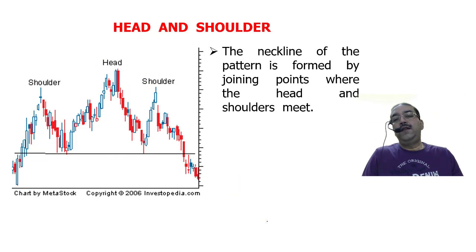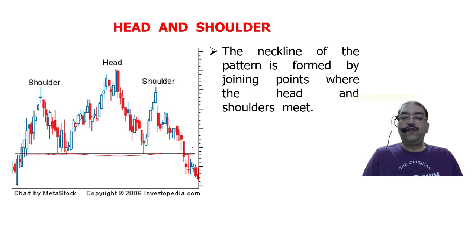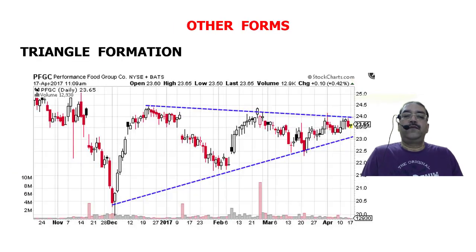The neckline of the pattern, I've told you, this is the neckline, is formed by joining points where the head and shoulders meet. If the price goes below the neckline, then a drop in price is indicated. So here it is going below the neckline, so a drop in price is indicated. And if it is going above the neckline, then it will be a rise in price.